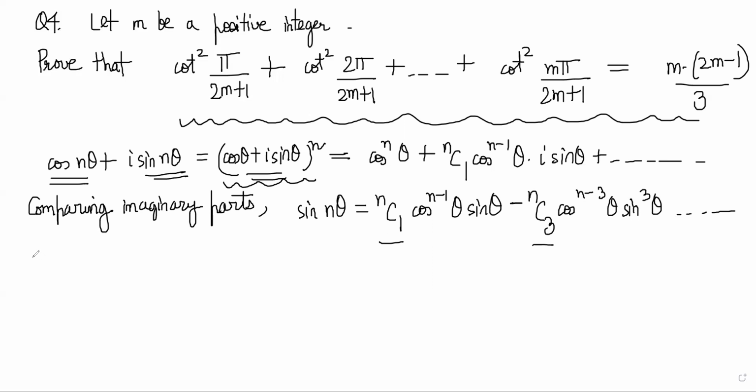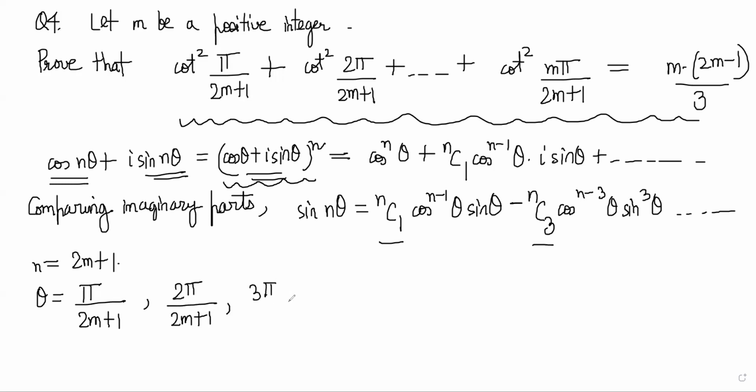Now what we will say is we'll take n as 2m plus 1, and we'll take theta one by one as pi by 2m plus 1, and then 2 pi by 2m plus 1, 3 pi by 2m plus 1, till m pi by 2m plus 1. So when you take n as 2m plus 1 and theta as this, what you get is simply 2m plus 1 into pi by 2m plus 1. So sine pi, right?